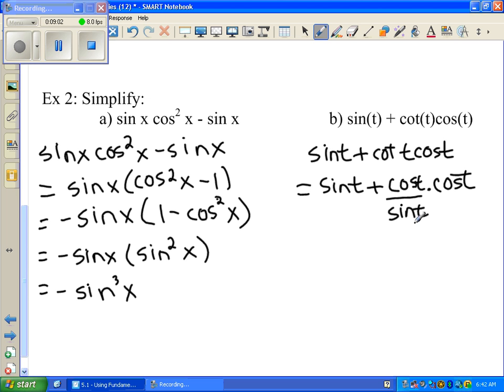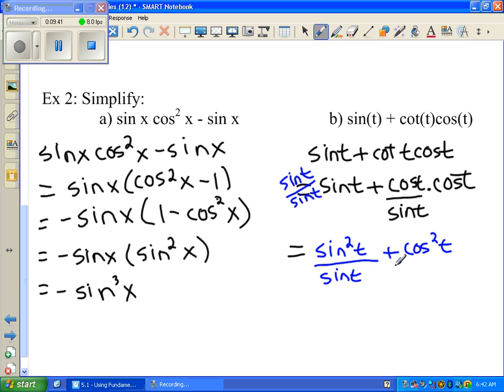Now, I want to make this simpler, and I have two terms here. So my goal would be to get this to equal one term. I need a common denominator in order to add fractions, so I'm going to multiply this term by sine over sine, which is just 1, and that's going to give me a common denominator. Now I have sine squared t over sine t plus cosine squared t over sine t.